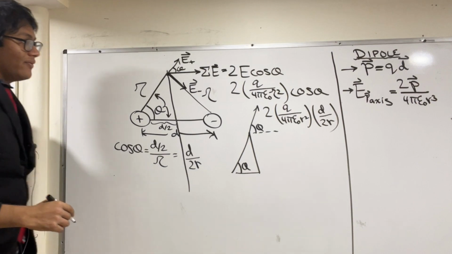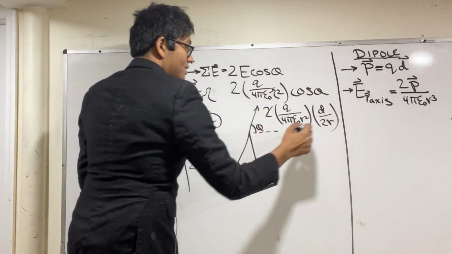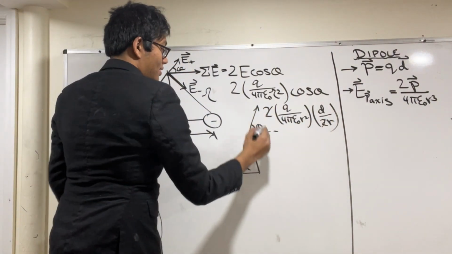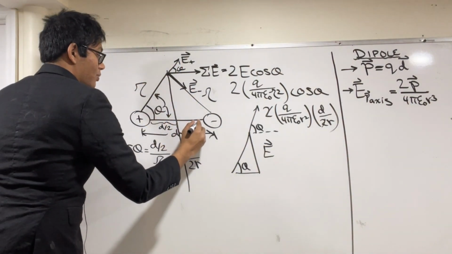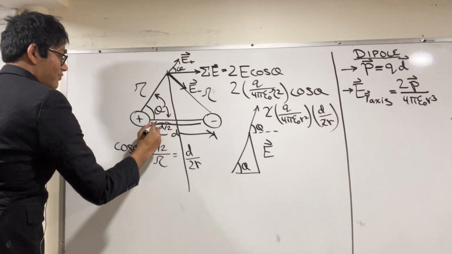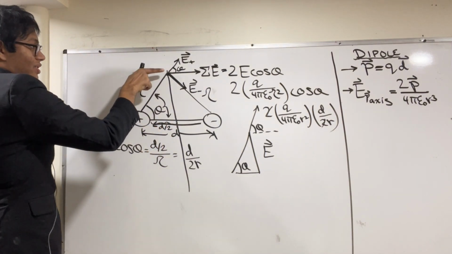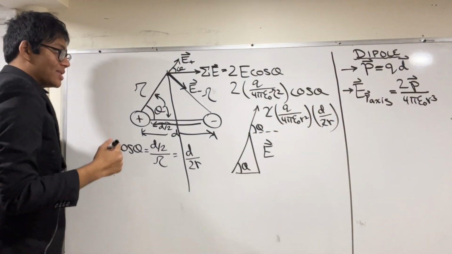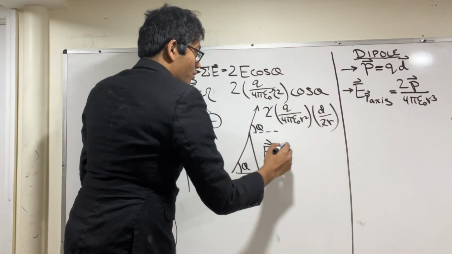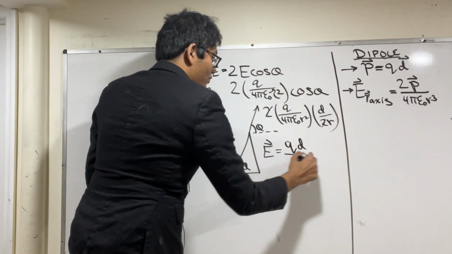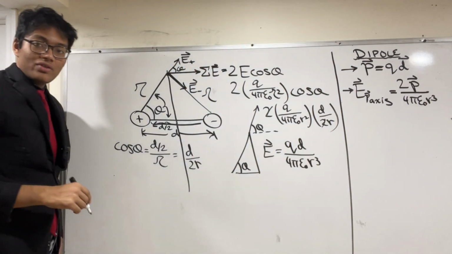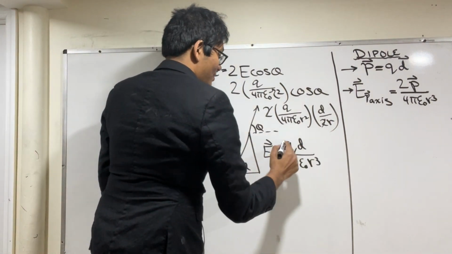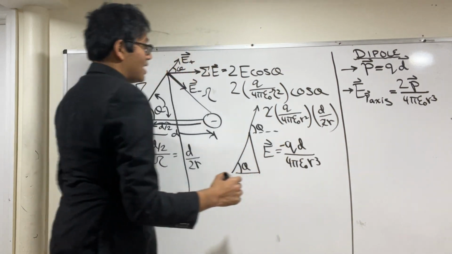Well, notice what we have here then. This 2 and this 2 cancel out, so we're left with the electric field. Notice the dipole moment is in this direction, from minus to plus charge, but the electric field is this direction. It's in the opposite direction of the dipole. So we're going to have qd over 4 pi epsilon naught r cubed. Again, we have an inverse cube field, but this time it's in the opposite direction of the dipole moment.